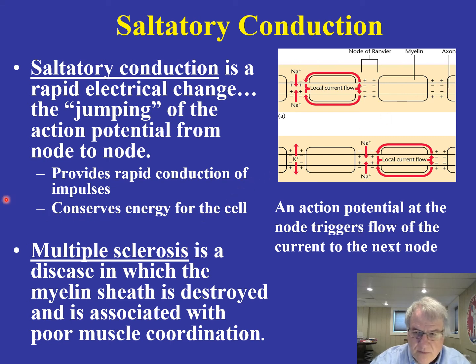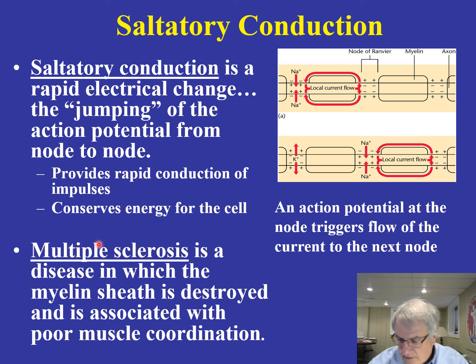Again, this is going to provide for very rapid conduction of the impulse, and it's also going to conserve energy in the cell. Interestingly, certain disorders like multiple sclerosis, MS, are diseases in which those myelin sheaths have been destroyed, and it's associated with very poor muscle coordination. So again, this myelin sheath and what's happening at those nodes is incredibly important. Saltatory conduction is important for the action potential.